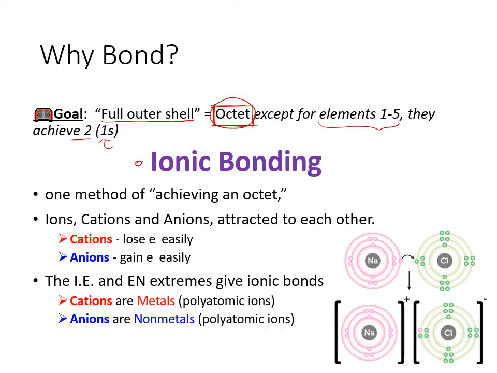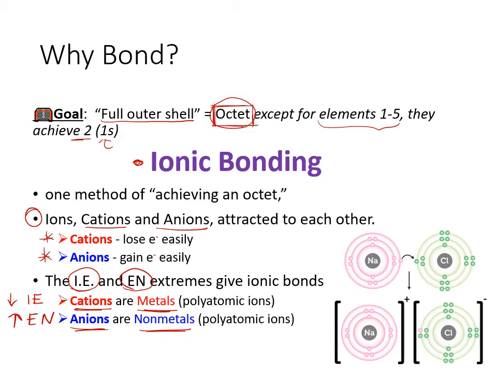Ionic bonding is one method of forming an octet. Ions, which are cations and anions, are attracted to each other. Remember, cations lose electrons easily, and anions gain electrons easily. That means cations are metals, anions are nonmetals. They're the extremes of the ionization energy and electronegativity. Cations have low ionization energy, anions have high electronegativity.